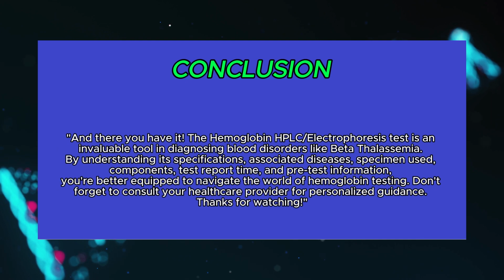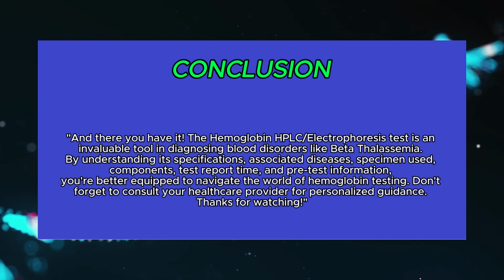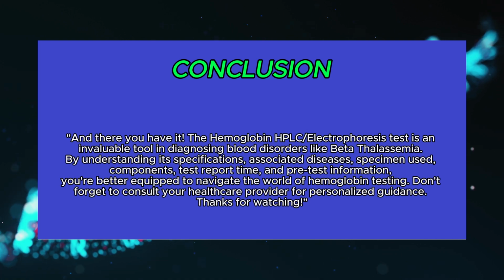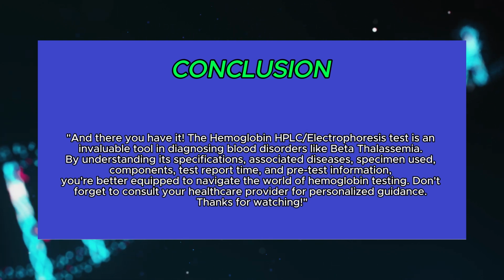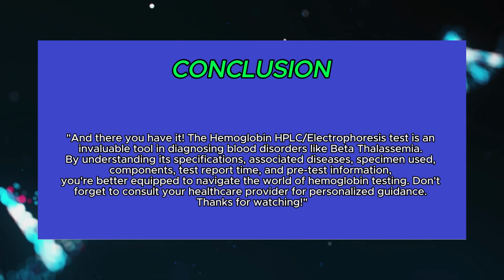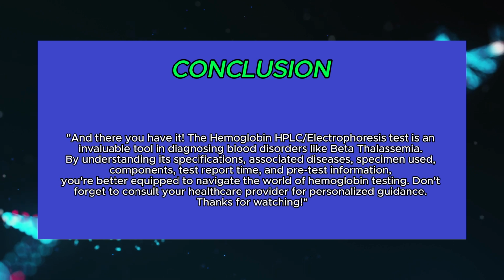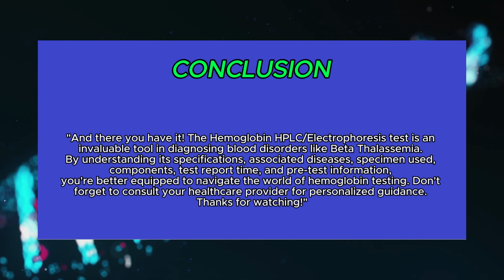And there you have it. The hemoglobin HPLC electrophoresis test is an invaluable tool in diagnosing blood disorders like beta thalassemia. By understanding its specifications, associated diseases, specimen used, components, test report time, and pre-test information, you're better equipped to navigate the world of hemoglobin testing.